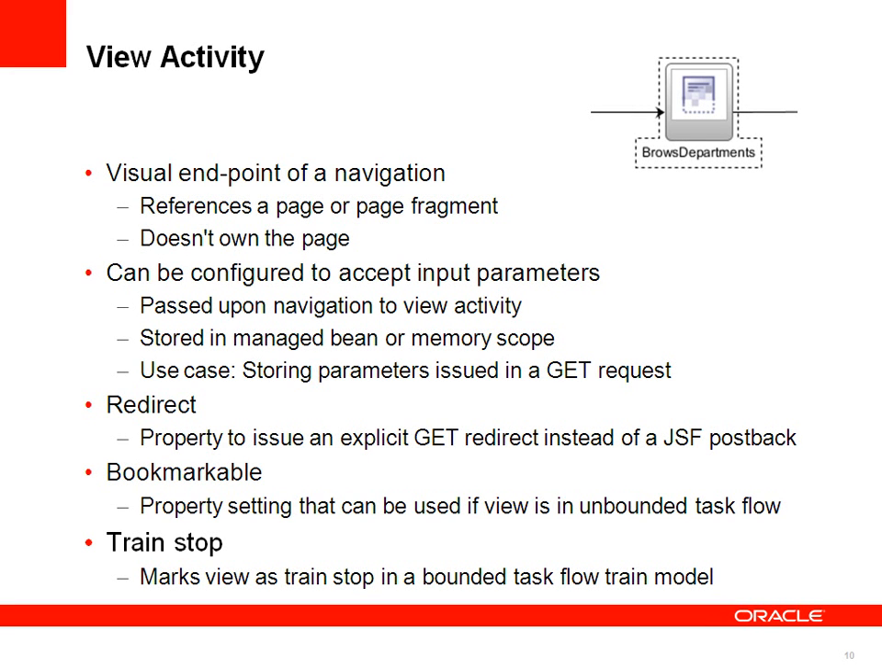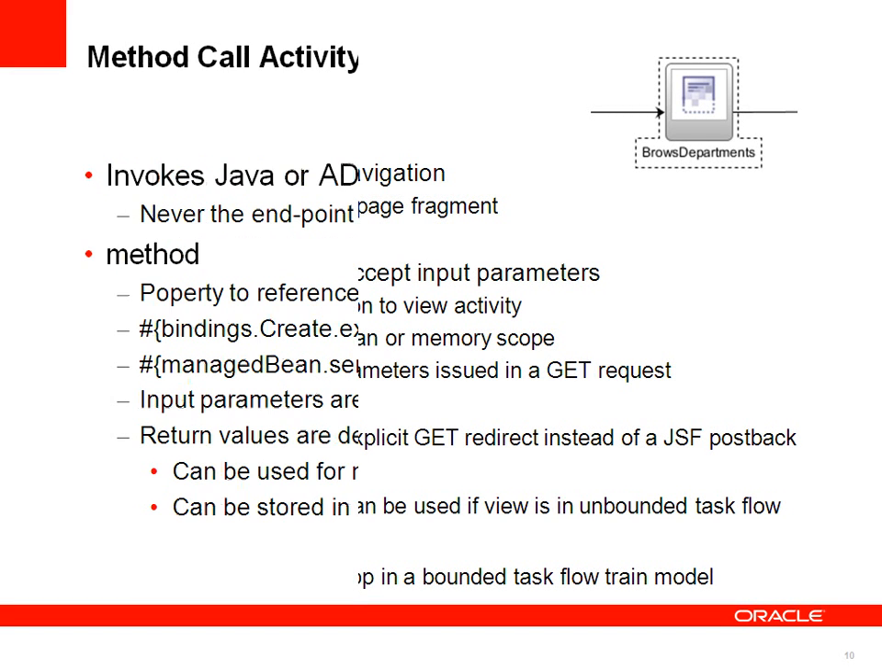And to get a page back to exactly the same state, the same query state that you left it in, it requires some query parameters on the request URL, and this is what the bookmarkable feature provides. Train stop is the ability to add a view to the train navigation model. It's one way to have users navigating within an application to add a view activity to a train model, and we will have a look at this later.